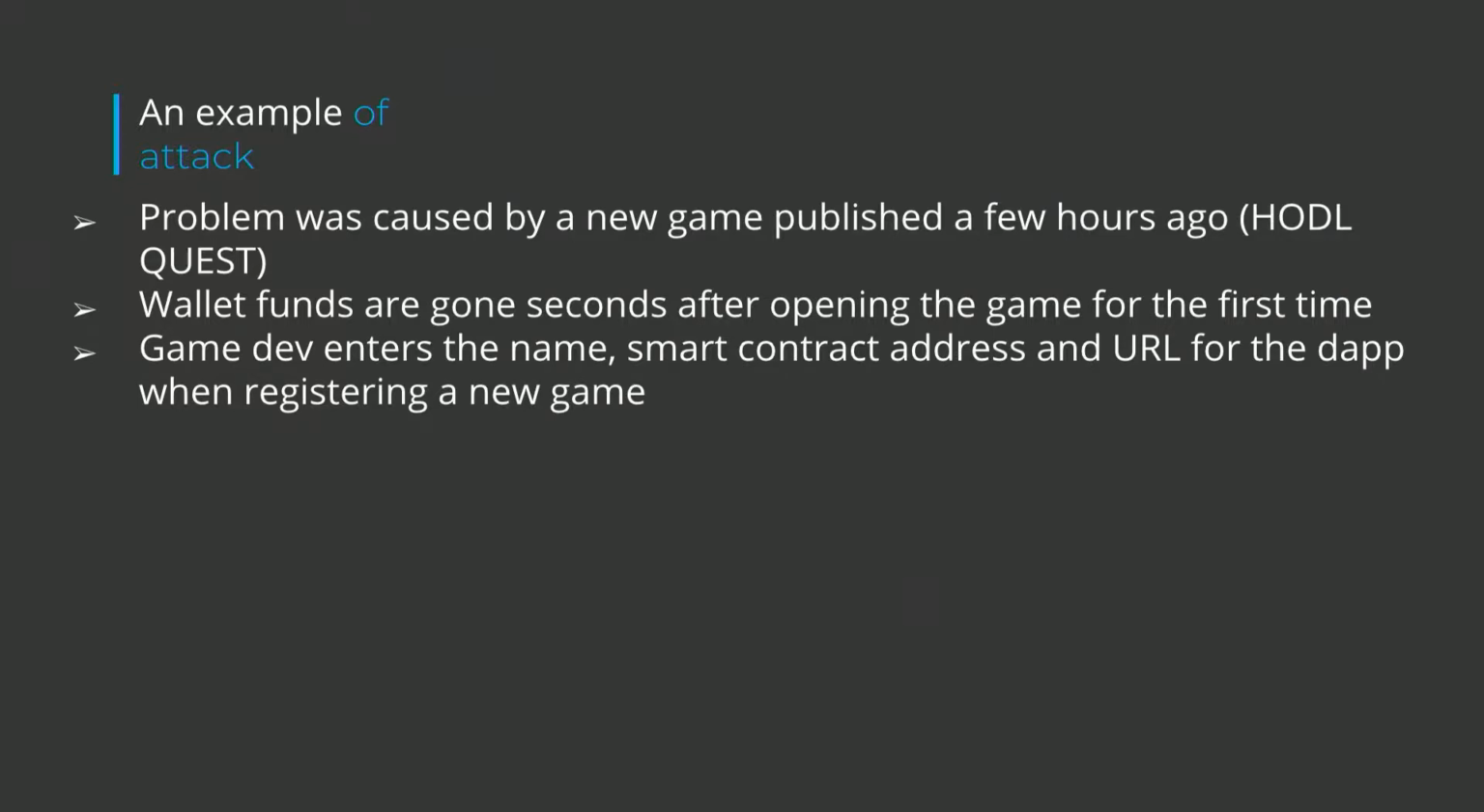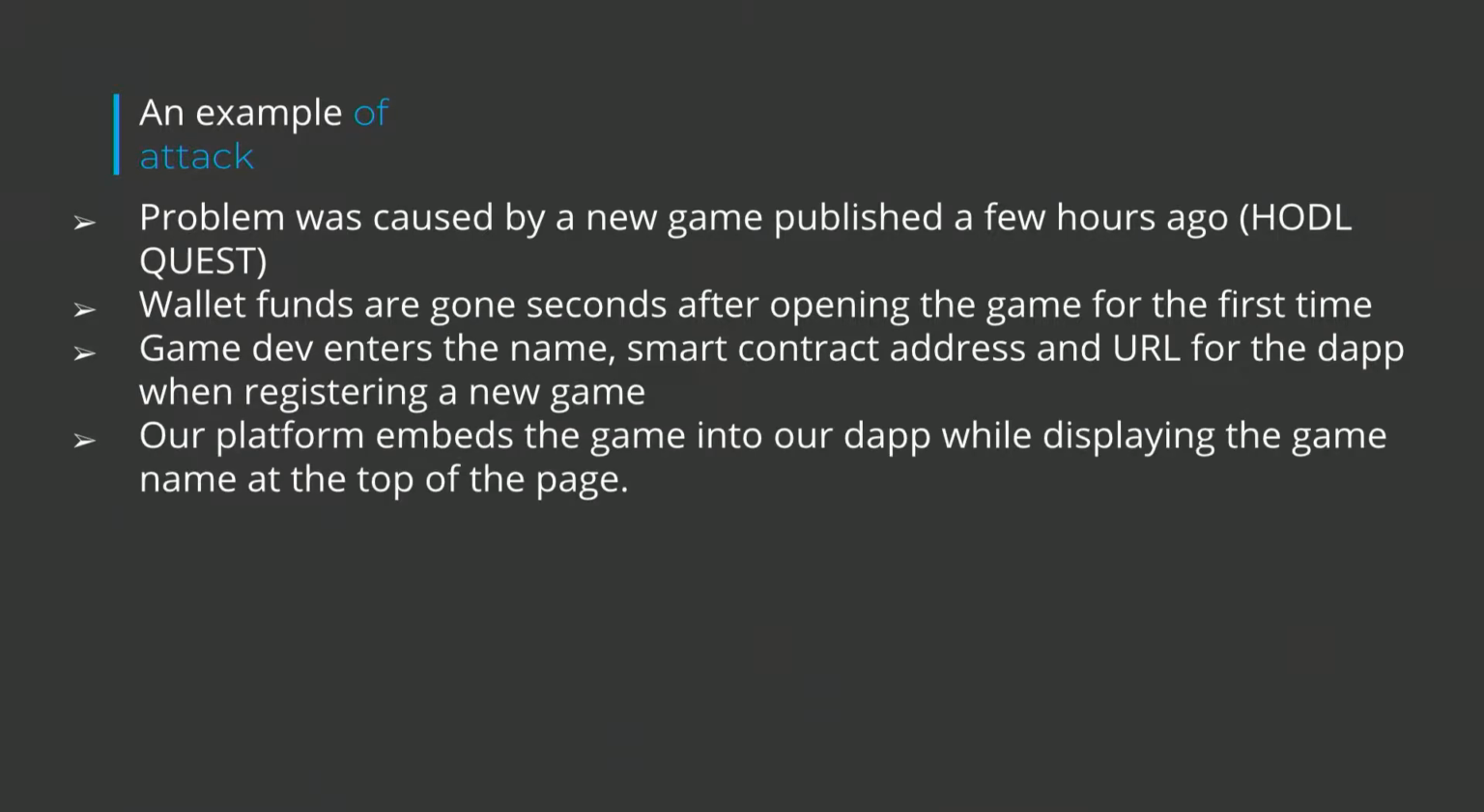So in this game, or let's backtrack. This is kind of more about our platform. In this platform, game developers come on, they put a name into the form, and then they also post a smart contract address at which their distributed game executes logic, and they have a URL for the application for this new game. Then our platform takes this information and embeds it in our application in the web browser and makes it available for players while displaying the game's name at the top of the page.